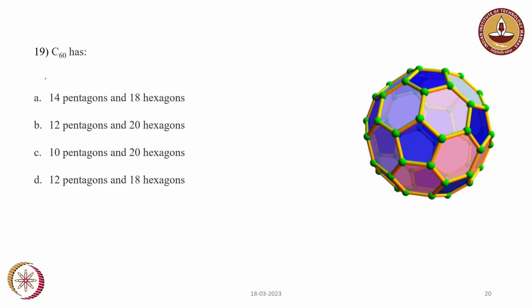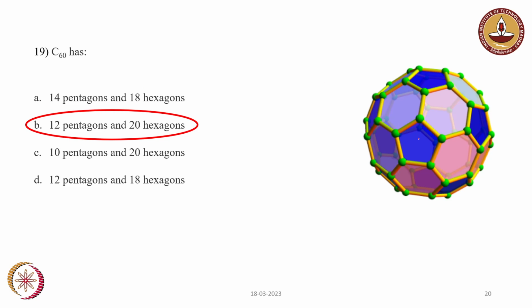The next question is, C60 has how many pentagons and hexagons? So option A is 14 pentagons and 18 hexagons. Option B is 12 pentagons and 20 hexagons. Option C is 10 pentagons and 20 hexagons. Option D is 12 pentagons and 18 hexagons. So the answer is 12 pentagons and 20 hexagons.